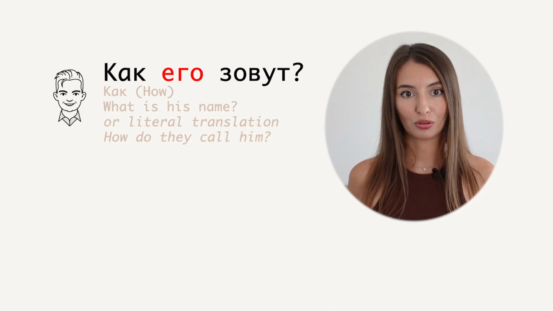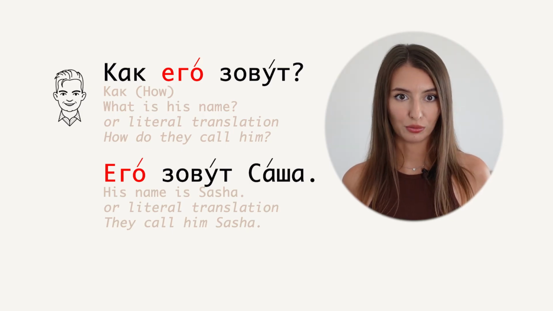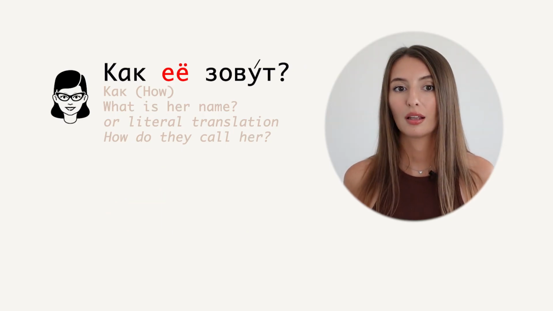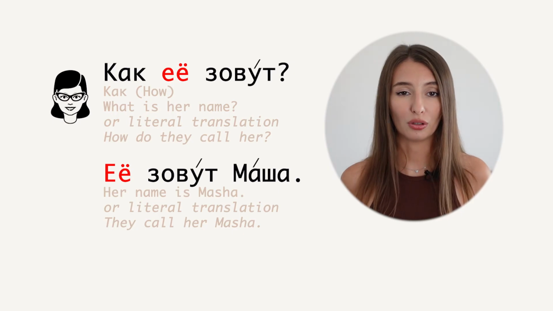The question to a man will be «Как его зовут?» The answer is «Его зовут Саша». The question to a woman will be «Как ее зовут?» The answer is «Ее зовут Маша». Some questions and answers like «Как тебя зовут?», «Меня зовут...», «Как вас зовут?» you already know from one of my previous videos, but I hope that this lesson made it more clear what is тебя, меня, вас.